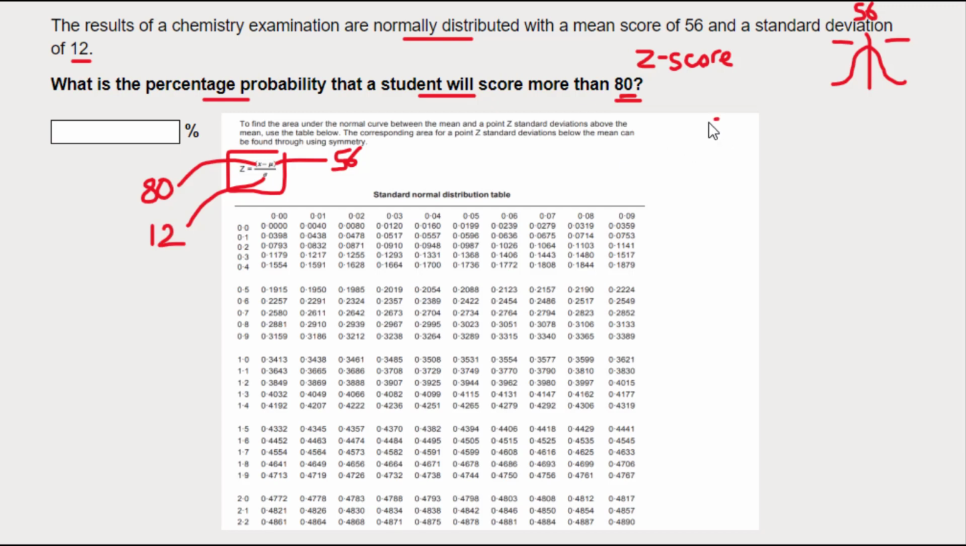So our formula is 80 minus 56, divided by 12. And that comes out at 2.